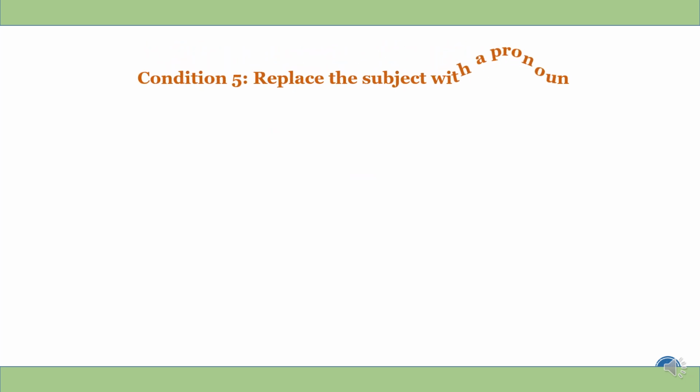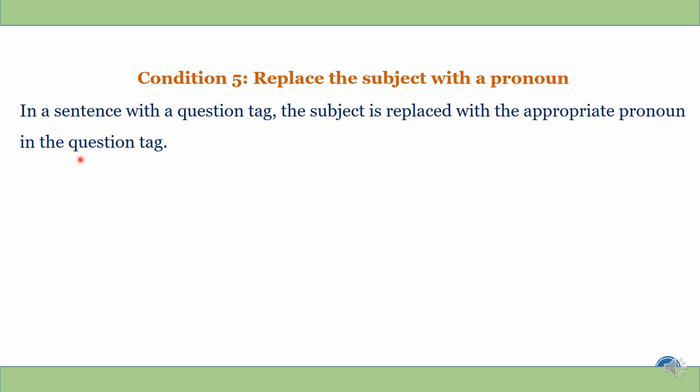Next rule is replace the subject with a pronoun. In a sentence with a question tag, the subject is replaced with the appropriate pronoun in the question tag. Examples: Sita is cooking, isn't she? Here Sita is the subject. Whenever in a statement the subject is there, in the question tag we need to replace it with a proper pronoun. We cannot write Sita is cooking, isn't Sita? No, we have to replace Sita with its appropriate pronoun. That is, Sita is cooking, isn't she? Now she becomes the pronoun for Sita.